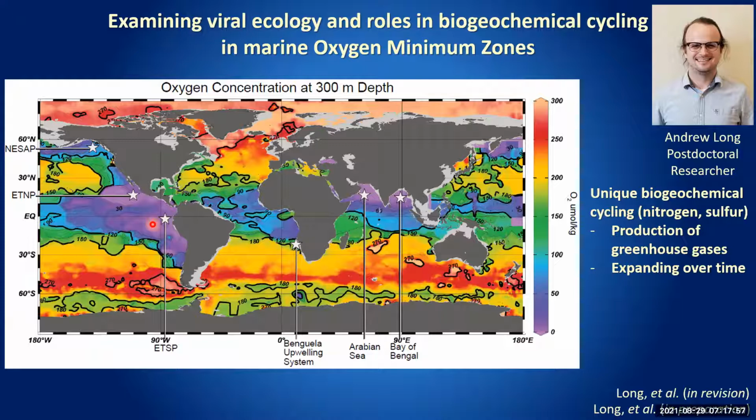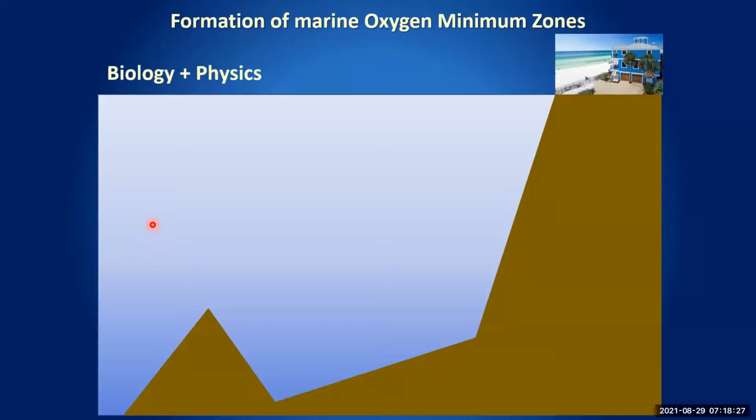This is important for the biogeochemical cycling of nitrogen, of sulfur. This can result in the production of greenhouse gases like nitrous oxide. And these oxygen minimum zones are expanding over time. They're expanding both horizontally and vertically, such that some of the oxygen minimum zones even overlap with the photic zone. So when we go out to examine viruses within these regions, what are our options to do this?